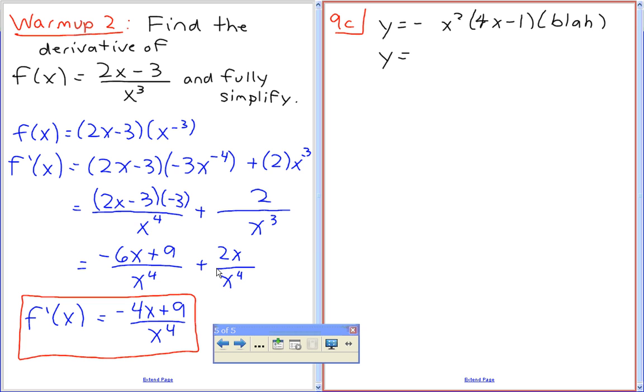Even though still, it doesn't really matter. That's negative 4x cubed plus x squared times blah. And that's another trinomial, but I'm not going to actually work it out. Now when you do this, we only have 2 things to take the derivative of, and that should hopefully be okay.